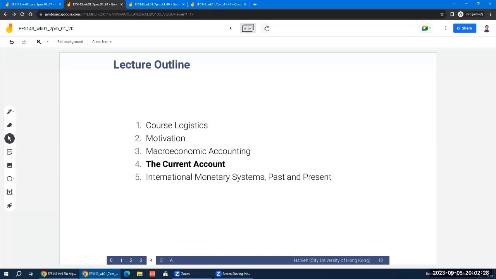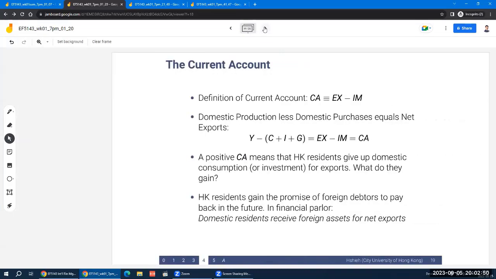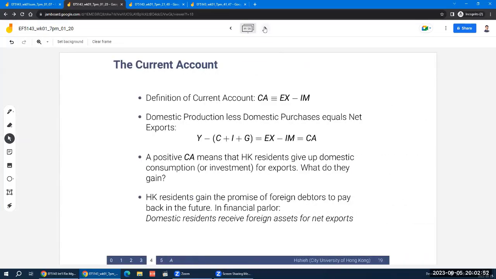Okay, so what I'm going to do now is talk about the current account. The current account, to remind you again, I use the variable CA to designate it. And today, you should just be focusing on this. That is going to be defined in terms of commodity flows, exports minus imports, or just net exports for short. And I'm going to give you some intuition of what it means. Okay?